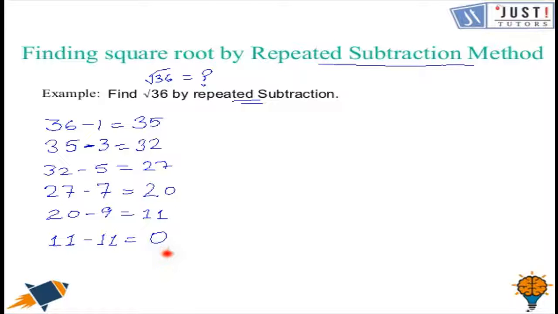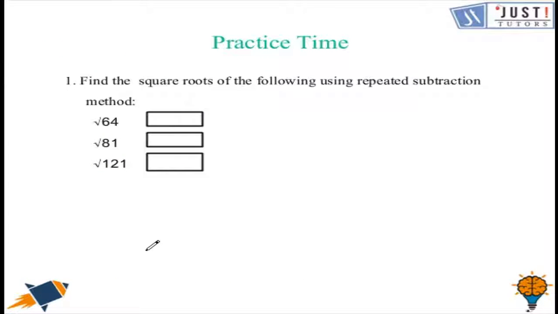Now we have to count the number of steps taken to work out this calculation. The number of steps is 1, 2, 3, 4, 5, 6. It means the square root of 36 is 6, that is the number of steps. Or we can also write it like 6 square is equal to 36. Now using the knowledge we have learned in this video, we will try these practice questions.